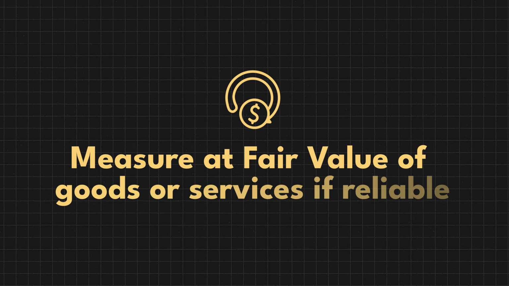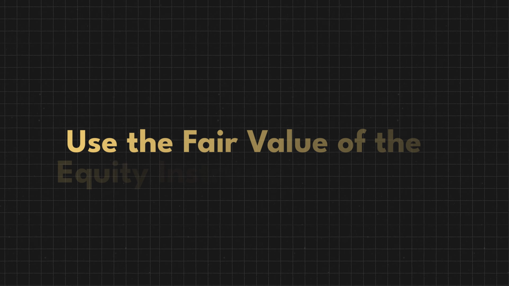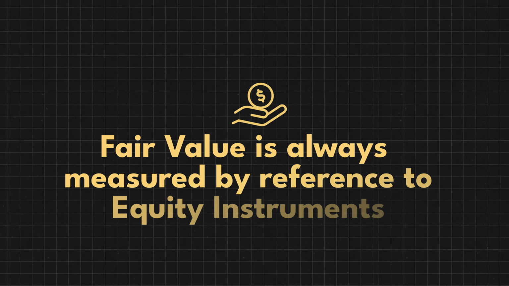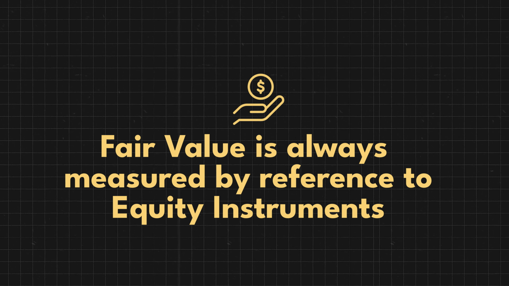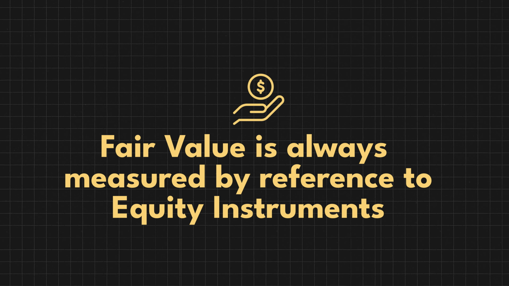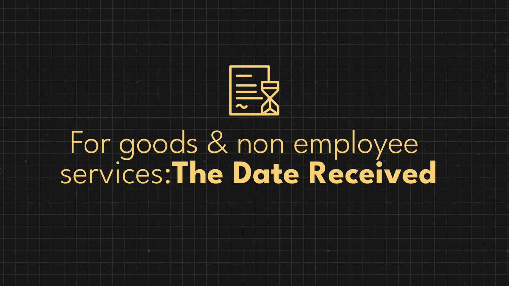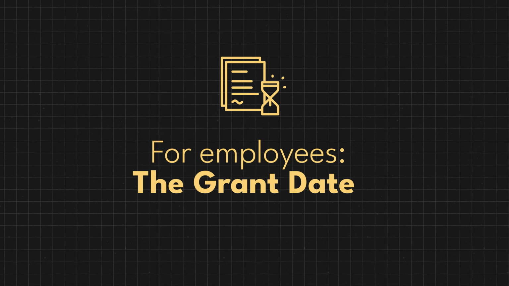For equity-settled transactions, measure at fair value of goods or services if reliable. If not, use the fair value of the equity instrument granted. For employee services, fair value is always measured by reference to equity instruments because the value of service cannot be measured reliably. The measurement date is, for goods and non-employee services, the date received. For employees, the grant date.